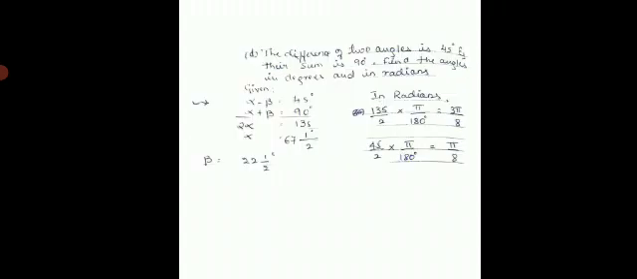Next example, the difference of two angles is 45 degree and their sum is 90 degree. Find the angles in degrees and in radians. So here given that alpha minus beta is equal to 45 degree, that is the difference between the two angles is 45 degree, and their sum, the two angles alpha and beta, is equal to 90 degree. Then to solve these two equations, simply add them so that plus beta and minus beta will get cancelled.